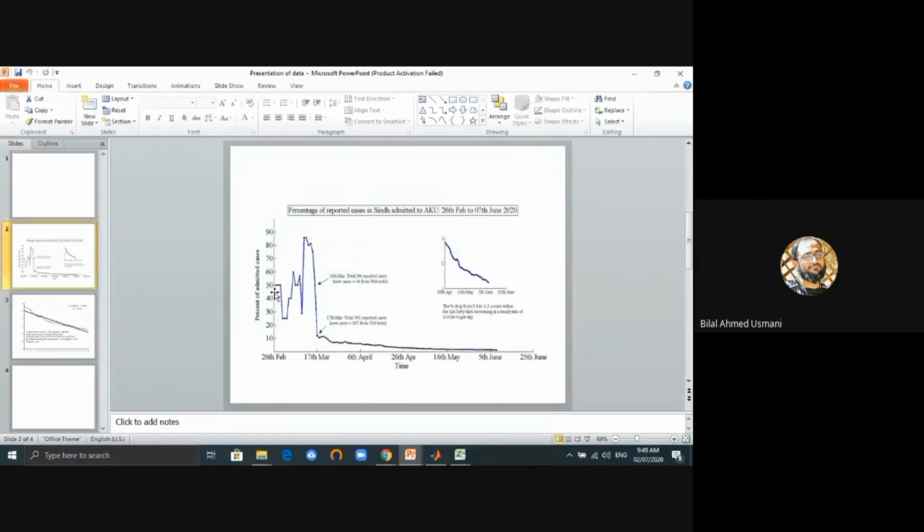Okay, so this could be thought of as a percentage, but it can always be divided by the total number to convert it into a probability. So this can be thought of as a PDF. These are the reported cases admitted to AKU, from 26 February to 7 June. So the data is per day.